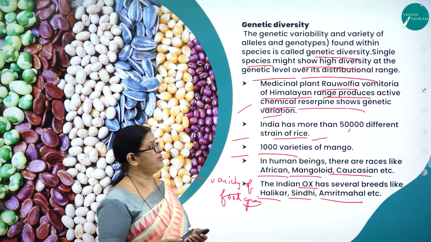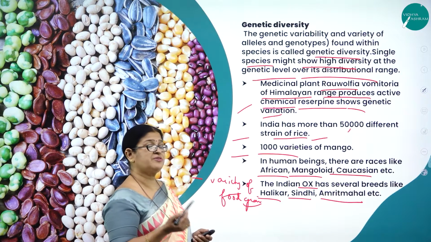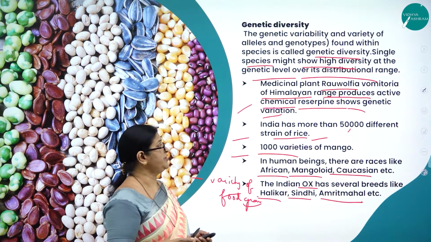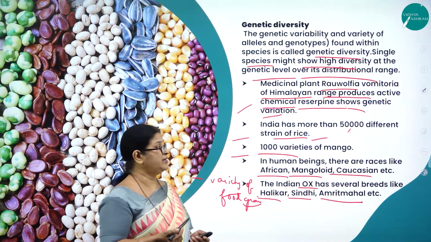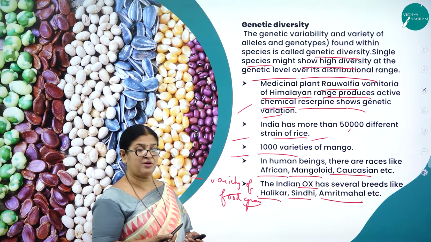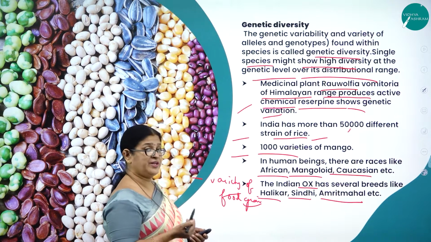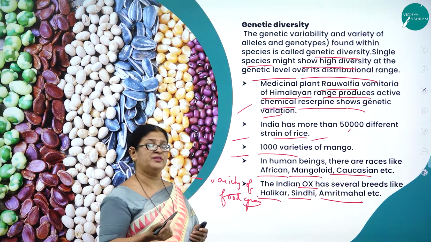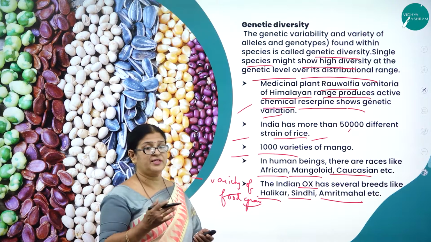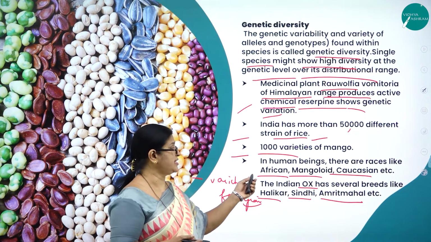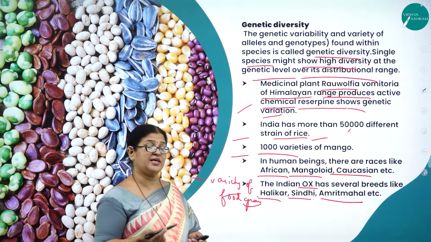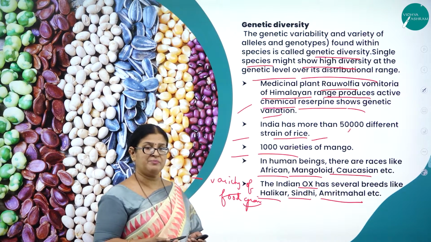For example, the medicinal plant Rauvolfia serpentina, which is found in the Himalayan range, produces a medicinal substance called reserpine, which shows genetic variation. As we know, even rice has different varieties or strains, and in India alone we find around 50,000 different strains of rice and 1,000 varieties of mango. Even in human beings we come across different races, which have different looks, different behavior, different color. All of this is because of genetic variation. So in human beings there are races like the Africans, Mongoloid race and Caucasian race. And even in the Indian ox there are several breeds like Hallikar, Sindhi and Amrit Mahal.